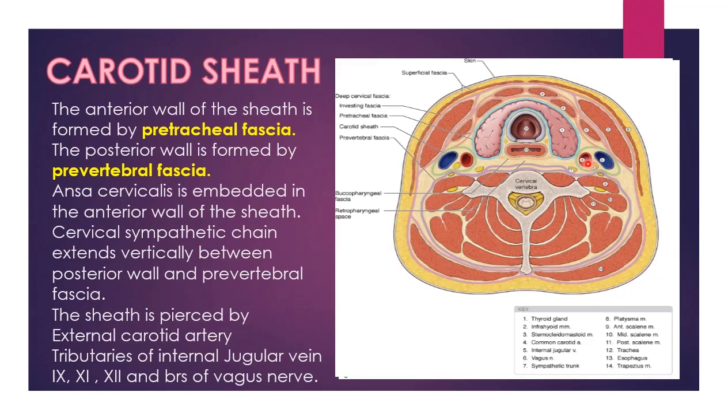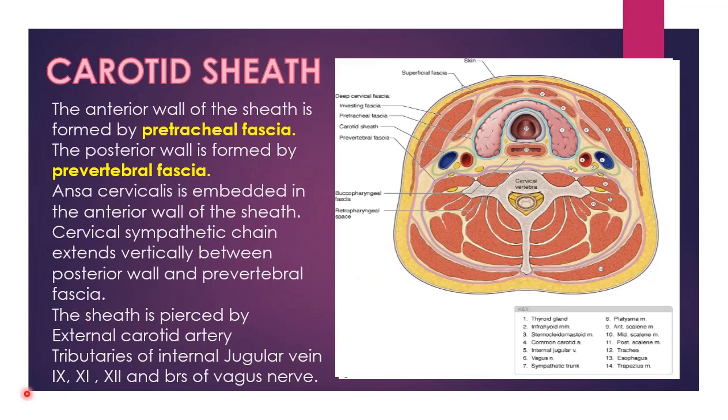The sheath is mainly pierced by, one, the external carotid artery. It pierces the sheath and comes out. Then the tributaries of the internal jugular vein come and open into the internal jugular vein after piercing the carotid sheath, like the superior thyroid vein, lingual vein, common facial vein, pharyngeal vein, all those things. Then of course branches of the vagus nerve also pierce the sheath and come out.